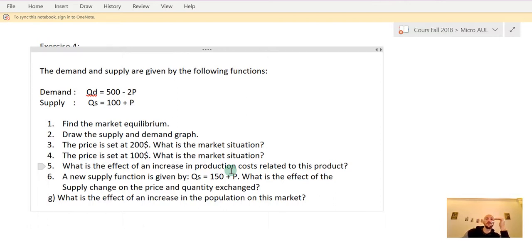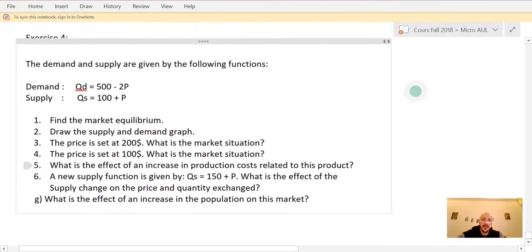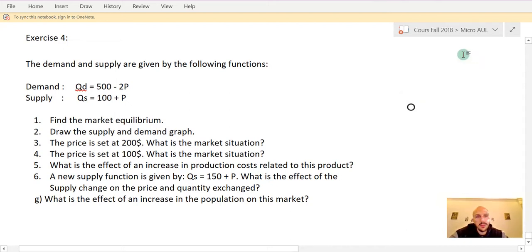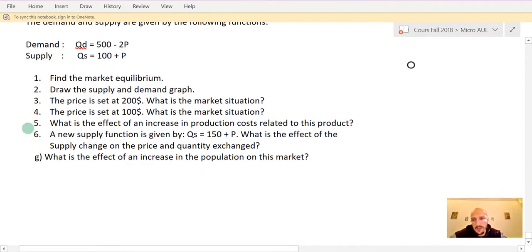What is the effect of an increase in the population on this market? Population is a factor that affects the demand. The bigger the population, the higher the demand. So an increase in the population will increase the demand, so demand will shift to the right. If the demand shifts to the right, you draw it and you will find that the price will increase and the quantity at the same time will increase. Okay, so that's it. We will do it again, even though it is probably almost the same thing, but we will do it a bit quickly.